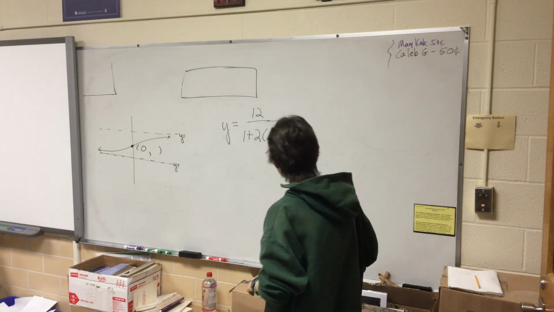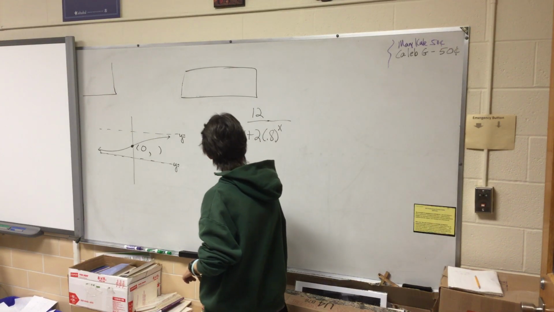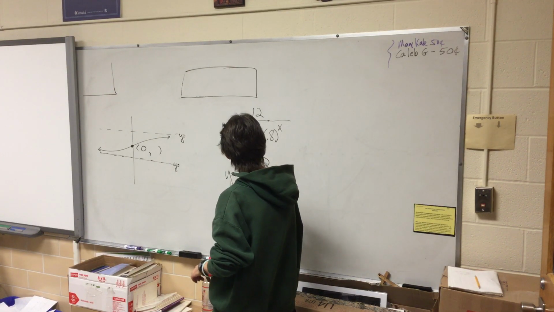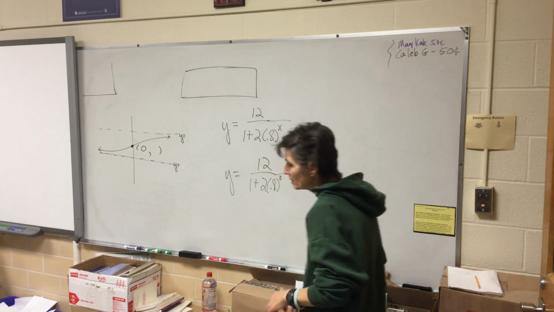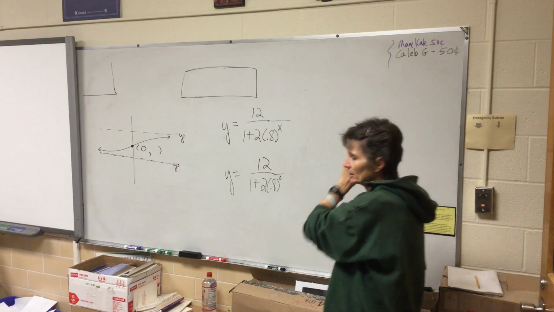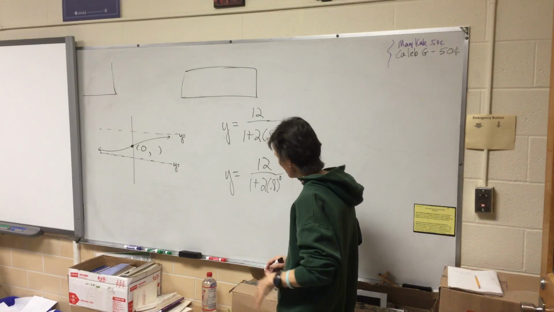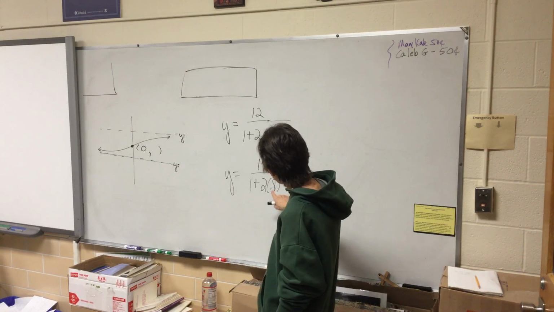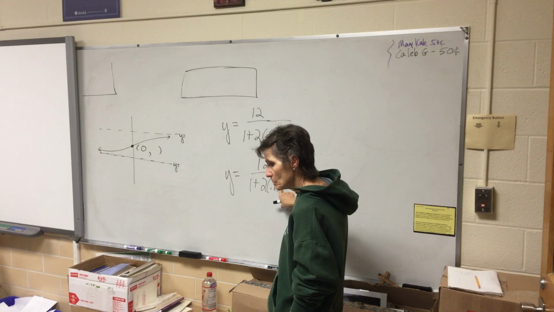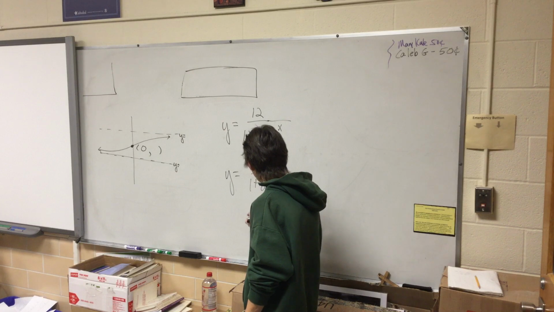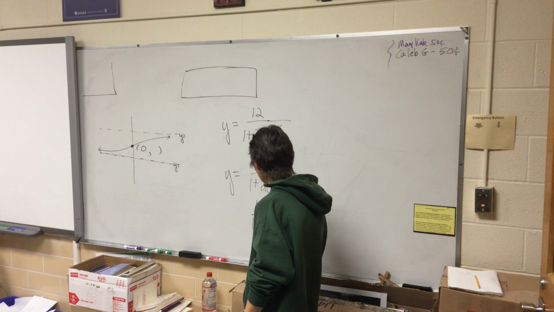So I'm going to come over to my equation, and I'm going to put in 0 for the X. And I'm not going to be frightened, and I'm not going to use a calculator. I can do this. You can do this. What's anything to the 0 power? 1. So I have 12 over 1 plus 2 times 1, right?